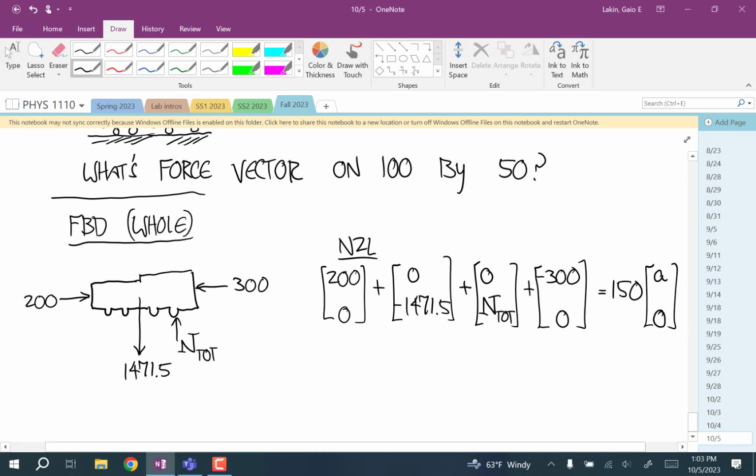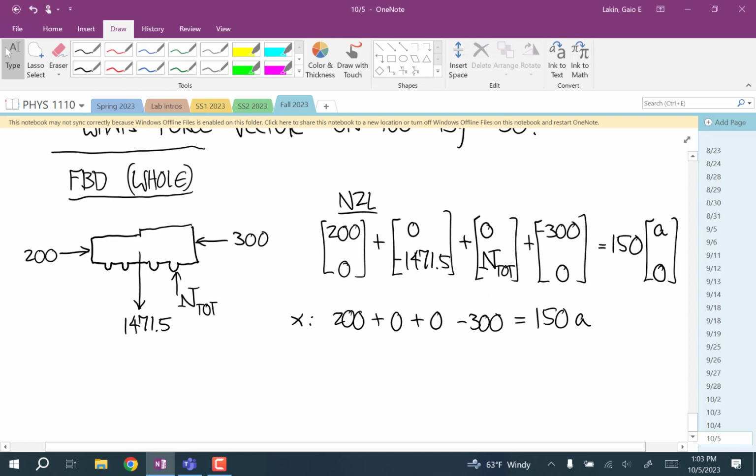So the x equation says 200 plus 0 minus 300 is equal to 150a. The y equation says 0 minus 1471.5 plus N total plus 0 is equal to 0. The x equation is the useful one.